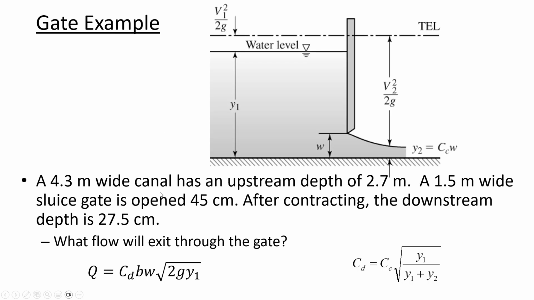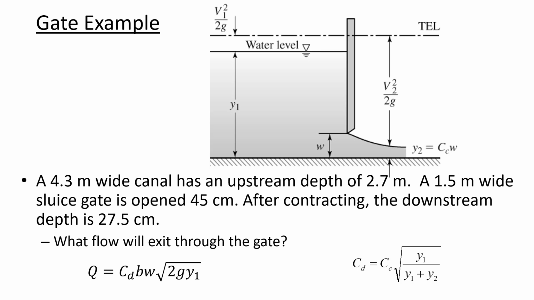So let's practice that. Let's use these equations. Let's say we've got a canal here that is 4.3 meters wide, but the gate isn't the full width of the canal. So here, this is telling us that the gate itself is 1.5 meters wide.